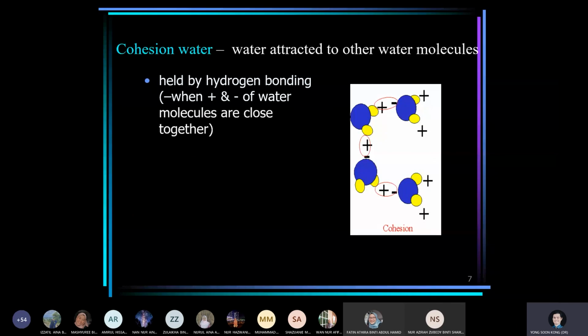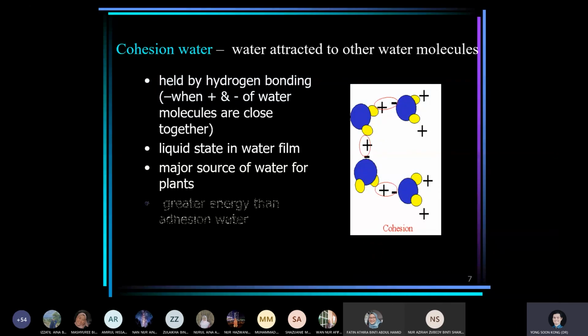Next type, okay, so this is the second type of water we call cohesion water. Now, cohesion water is very different from adhesion water. While adhesion water interacts with the solid surface, cohesion water is the attraction between a water molecule and another water molecule. So this is like liquid with liquid phase.